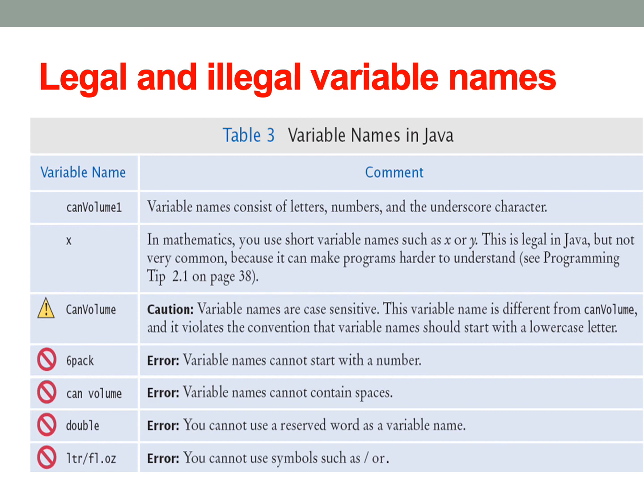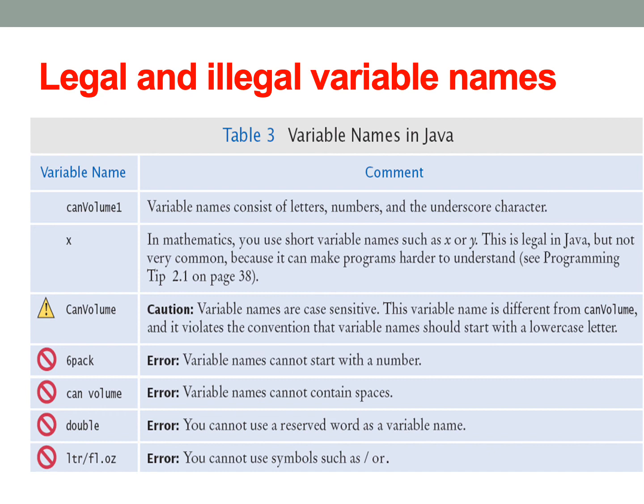Can volume 1 is a valid variable name where it consists of letters and numbers. X is also valid, but it can make programs harder to understand. For example, if we are calculating the perimeter, it makes more sense to have our variables as int perimeter, int width, and int length rather than having int x, int y, and int z. We can use it, but it is less descriptive of what those variables would mean.